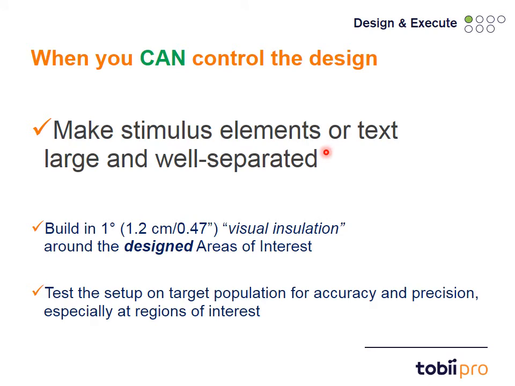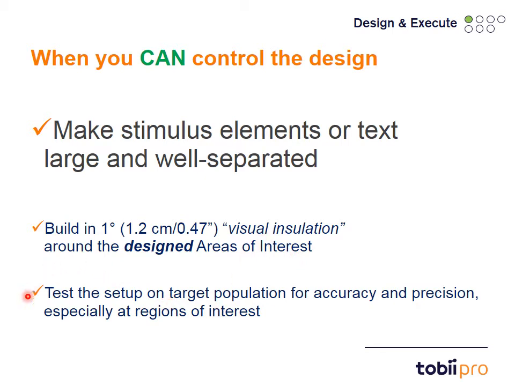In one case, you can control the design, which means you have the latitude, you're the creator, you can make the stimulus what you want it to be. So in this case, wherever possible, you want to make the stimulus elements or text large and well separated. And what that means generally is building in 1 degree or about half an inch or 1.2 centimeters of visual insulation around the designed areas of interest. We'll take an example of that in the next slide.